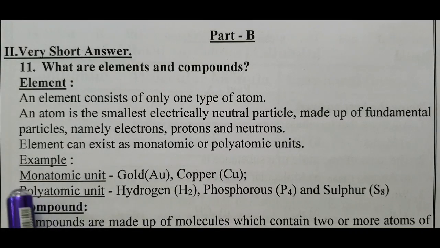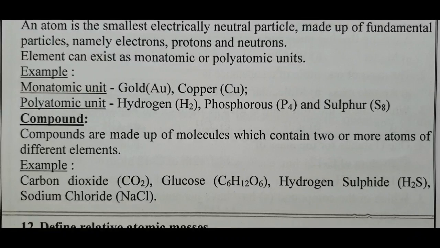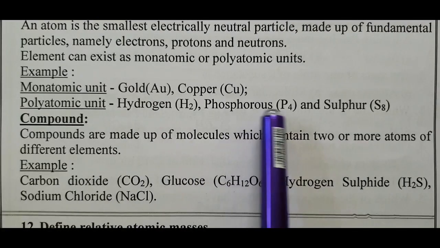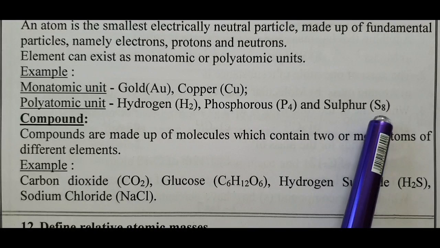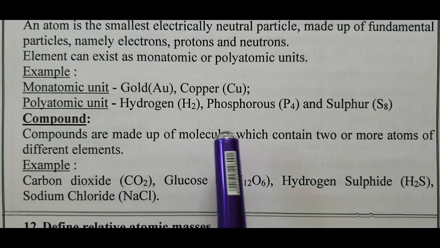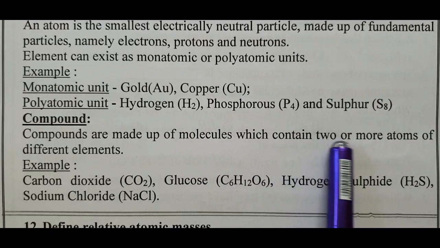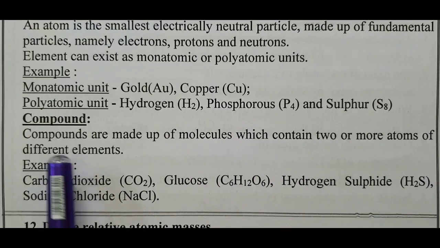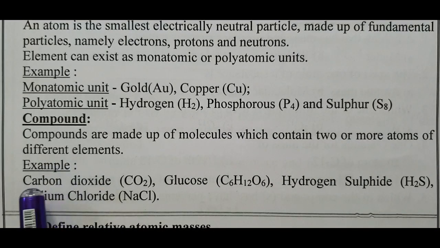Example, monoatomic: gold Au, copper Cu. Polyatomic: hydrogen H2, phosphorus P4 and sulfur S8. Come to the compound. Compounds are made up of molecules which contain 2 or more atoms of different elements. Example, carbon dioxide CO2, glucose C6H12O6, hydrogen sulfide H2S and sodium chloride NaCl.